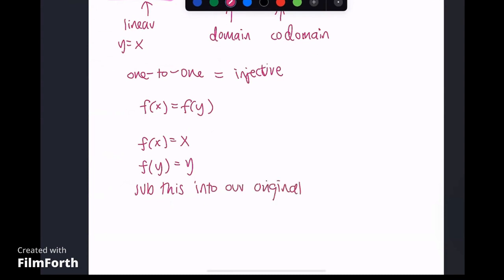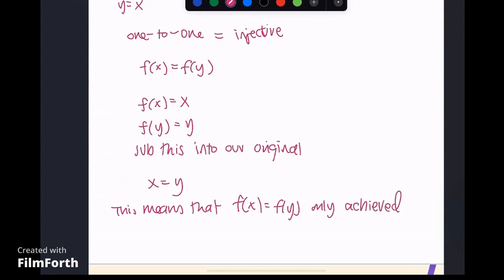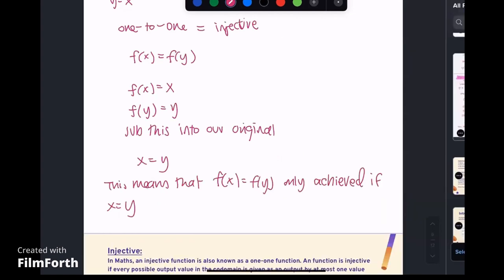What we get should be that x equals y, right? So this means that f(x) equals f(y) only if x equals y. And this is enough to actually show that our function is injective. So usually this is a really classic way to prove that a function is injective. Right. Okay. And now let's think about how to prove that it's surjective.